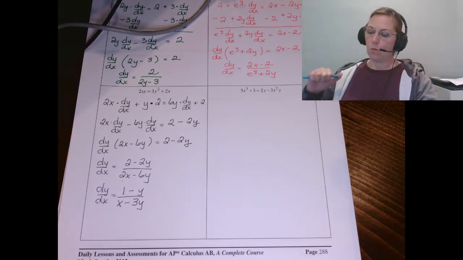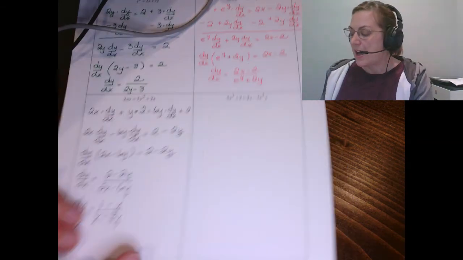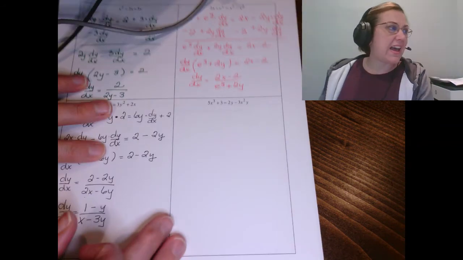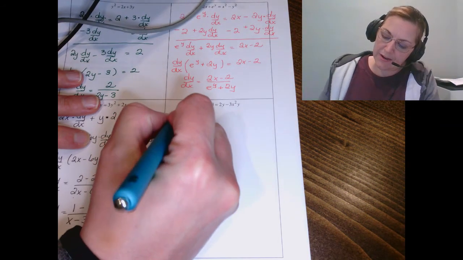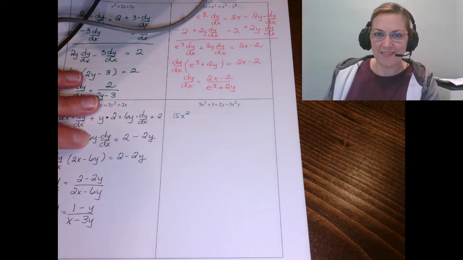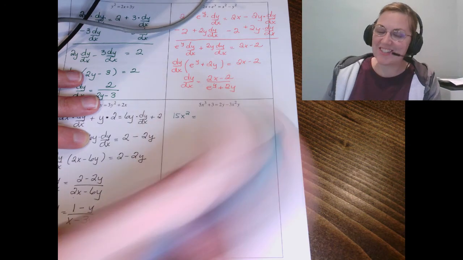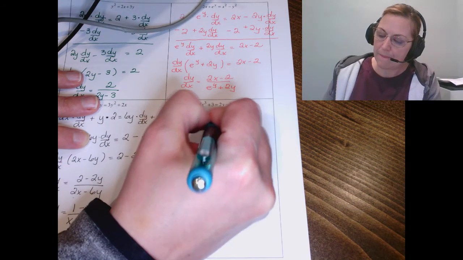All right, one more to go. You guys are doing great. Let's take a look at the last one here. The derivative of 5x to the third is 15x squared. Derivative of 3 is 0. Yay. Equals derivative of 2y is 2 times dy dx.